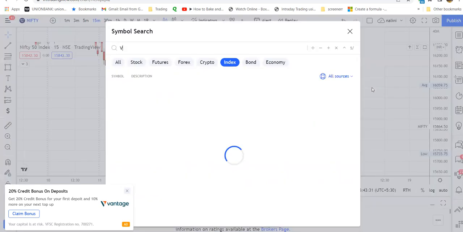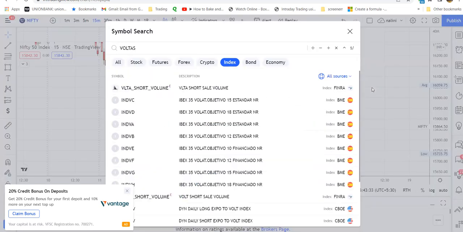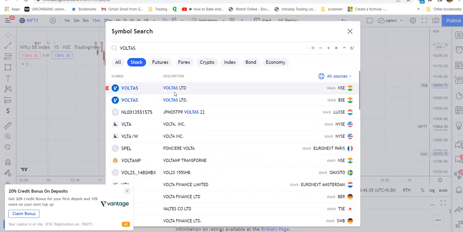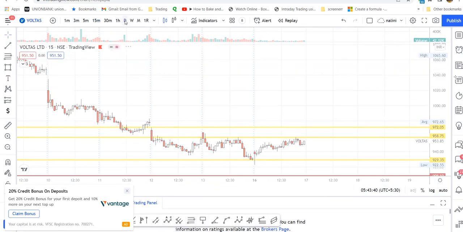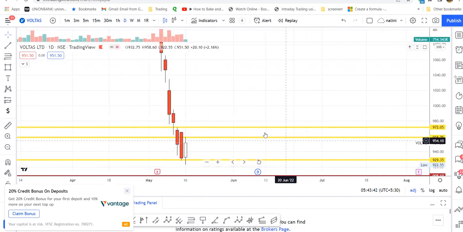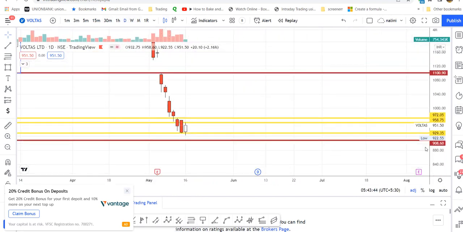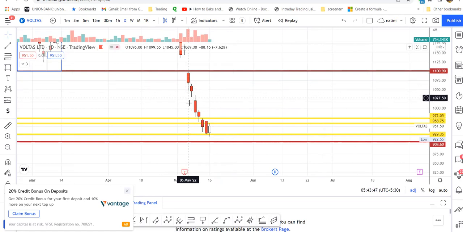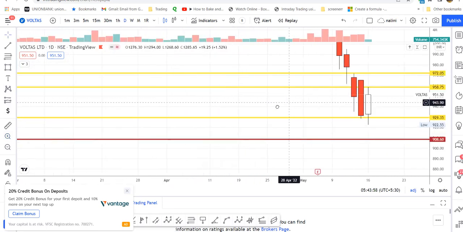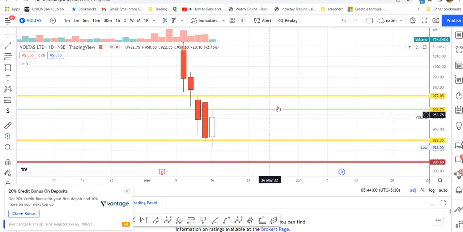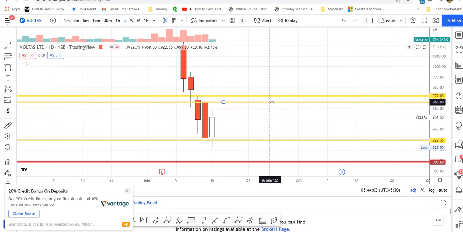Let me go to Voltas stock. I'll go to the daily time frame. See, after a huge sell-off, liquidity has been injected, and inducement is also there in this candle. Inducement is also there in this candle, and the range is here.